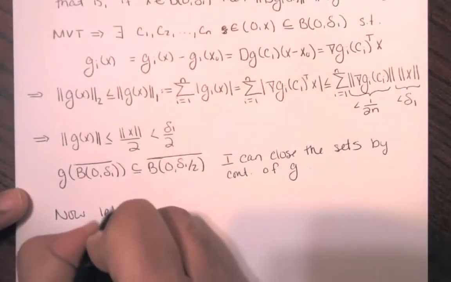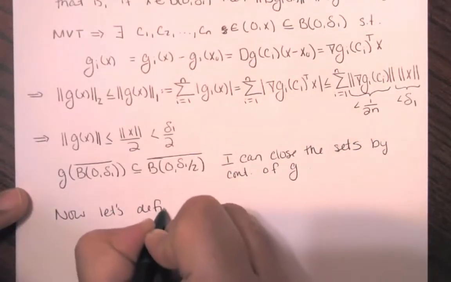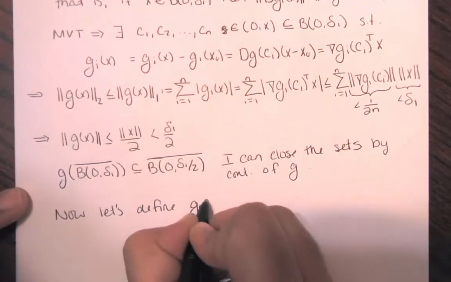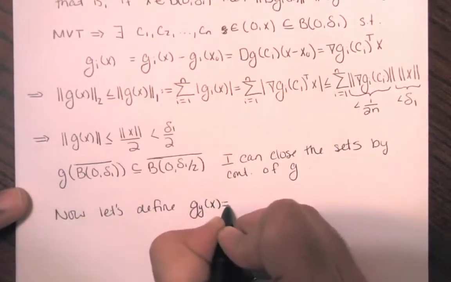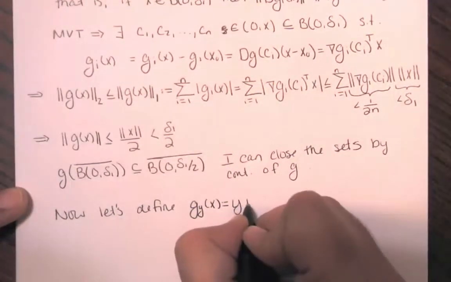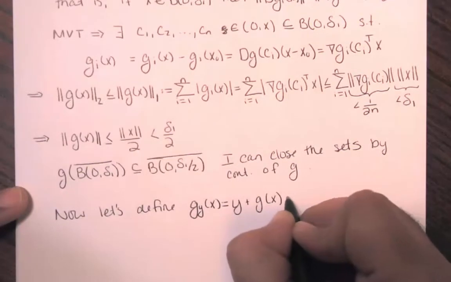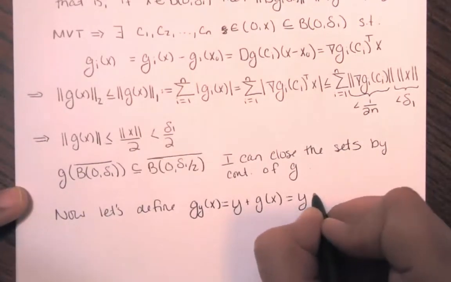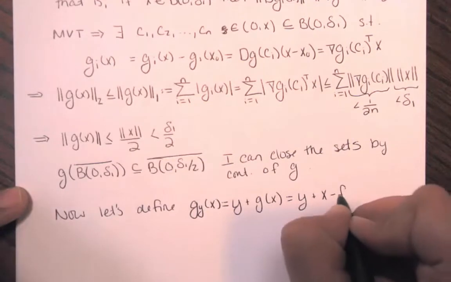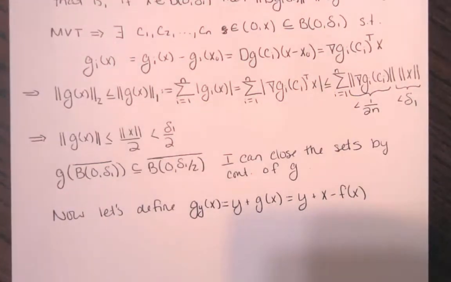So now let's define gy of x to be y plus g of x, which is y plus x minus f of x. Now, our goal is to show that this is in fact a contraction with a unique fixed point. And if I have a unique fixed point x, I have a unique x such that x equals f of x. I'm sorry, such that y equals f of x.